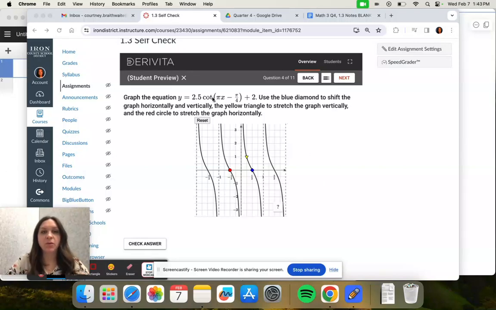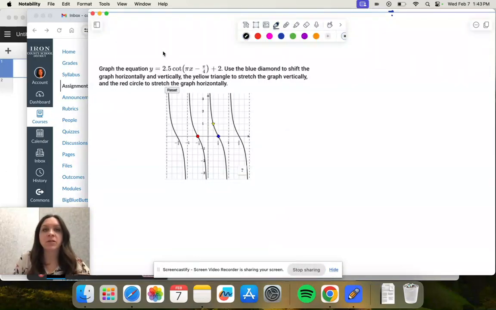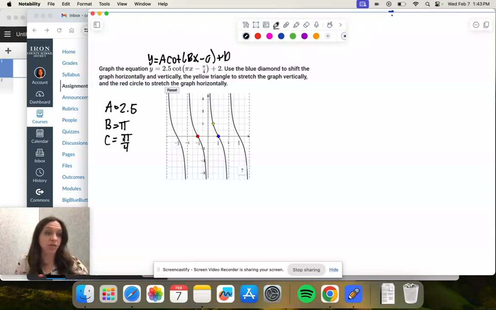All right, so we want to graph this cotangent function. So let's start with just labeling our standard form here. So A is 2.5. B is pi, it's next to x. C is what's after the negative sign. So it's minus pi fourths, C is just pi fourths. And then D is positive 2. So let's go through everything.